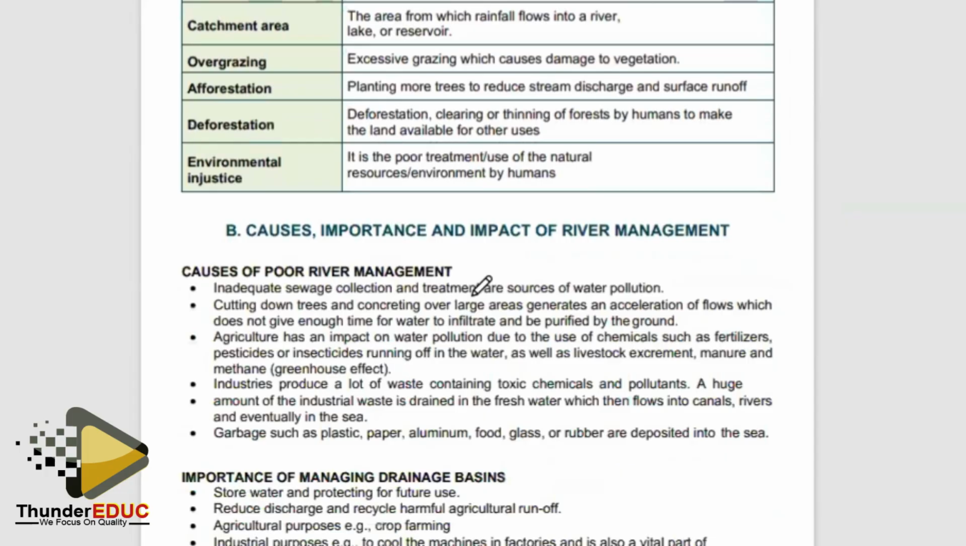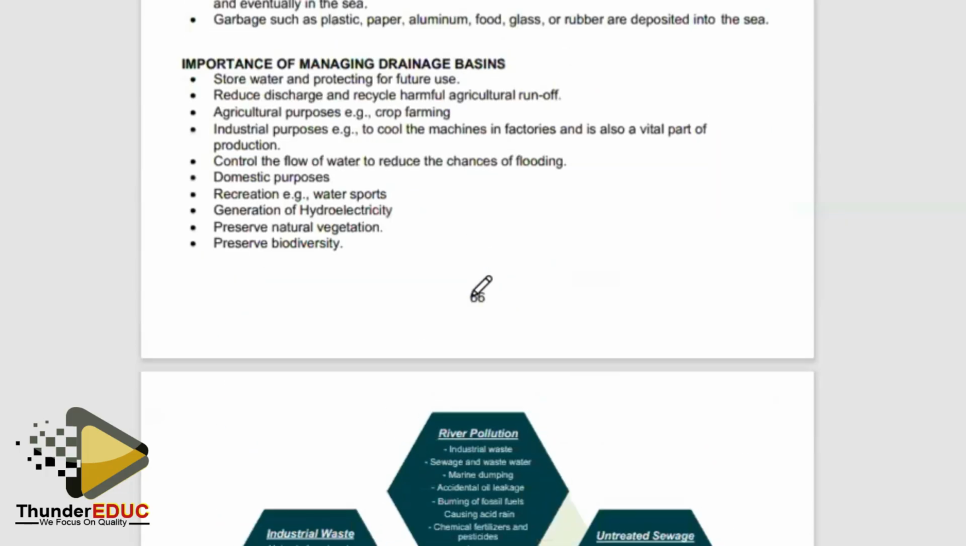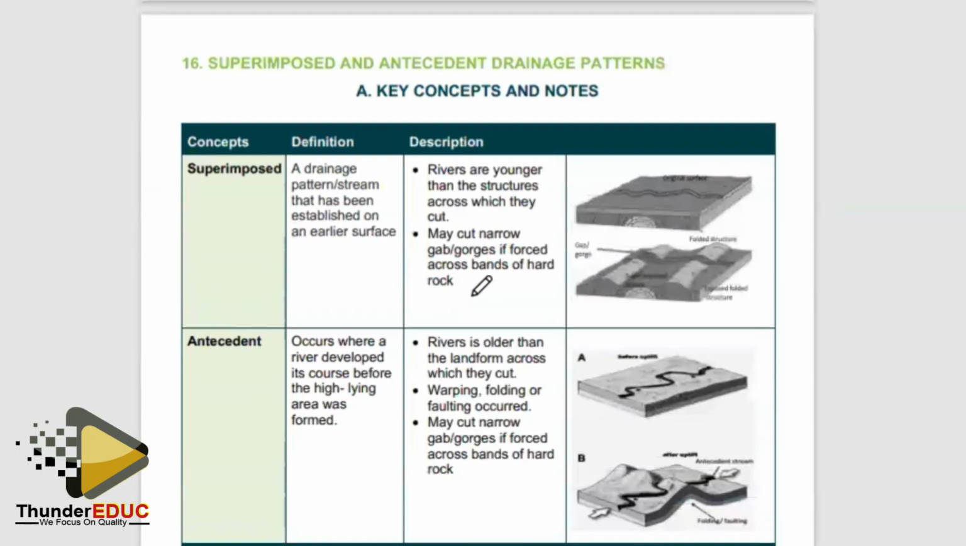Right, I will quickly explain on antecedents and superimposition. Right, with the antecedent drainage, we are saying there is a situation where you find that the river's flow direction does not conform to the topography of the area. Like we are saying, a river is cutting through a high-lying area. A river cutting through a ridge. How did the river manage to cut through a high-lying area? It's either because of superimposition or antecedence.